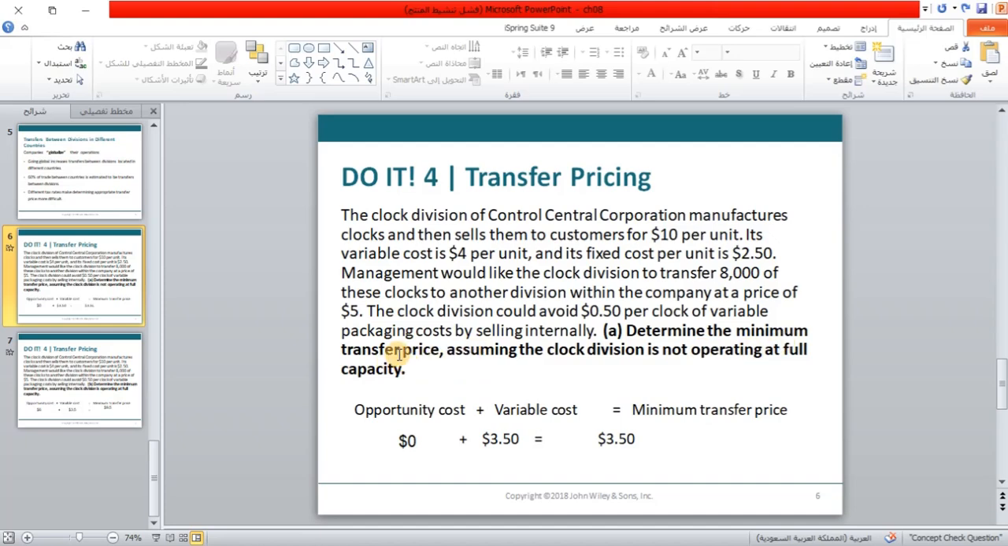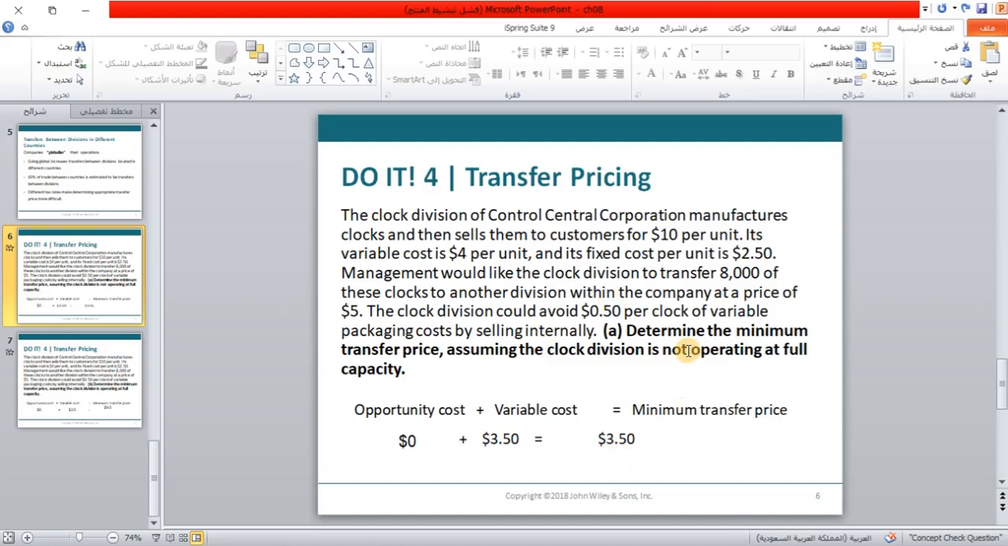Determine the minimum transfer price, assuming the clock division is not operating at full capacity. If the clock division is not operating at full capacity, this means they have excess capacity. In this case, the opportunity cost will be zero. The variable cost equals $4 less $0.50, equal to $3.50. So the minimum transfer price is $3.50.